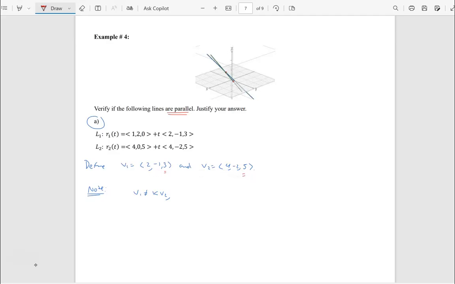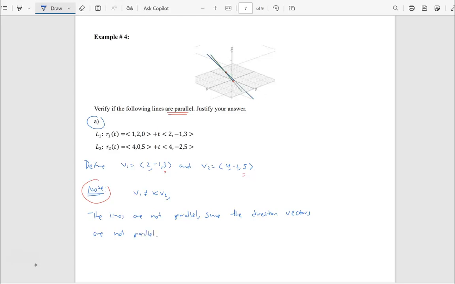So in this case, we would say, no, the lines are not parallel since the vectors are not parallel. I'll just say the lines are not parallel since the direction vectors are not parallel.